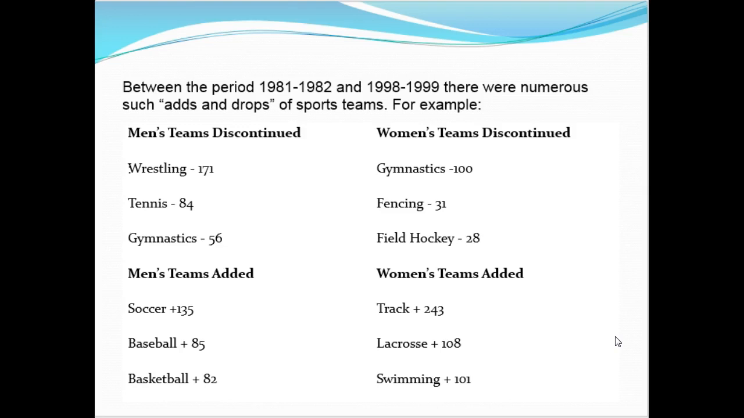In this slide here, we can see a comparison of men's programs that were discontinued and women's programs that were discontinued versus men's programs that were added and women's that were added. We see on the men's side over 170 wrestling programs were discontinued and gymnastics over 50. And on the women's side, we actually saw more gymnastics programs at 100 being dropped by women's programs and field hockey close to 30. On the men's side, soccer added over 130 programs, and baseball 85 and basketball at 82, while women's programs that were added 243 for the track and 108 lacrosse programs and just over 100 for swimming programs.